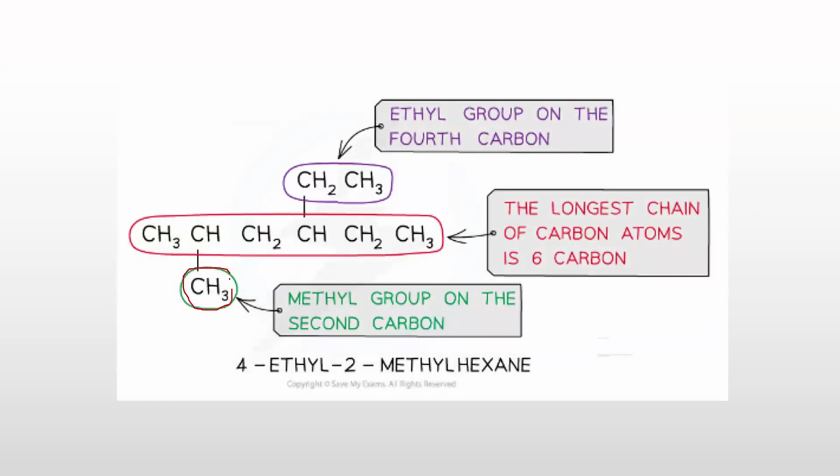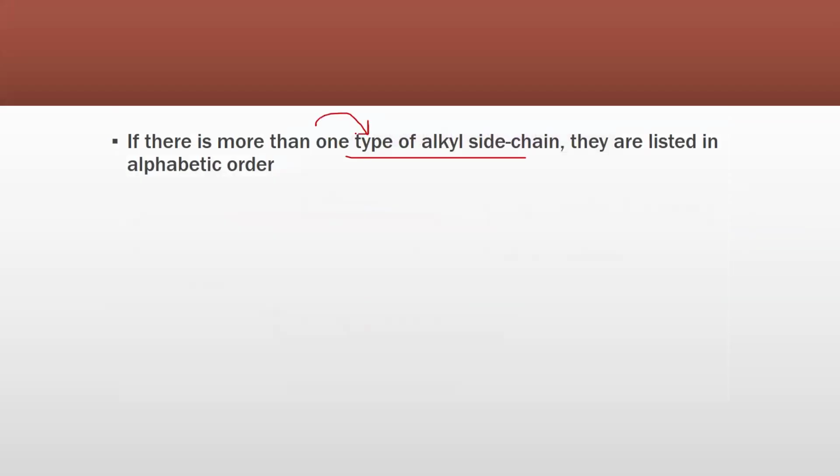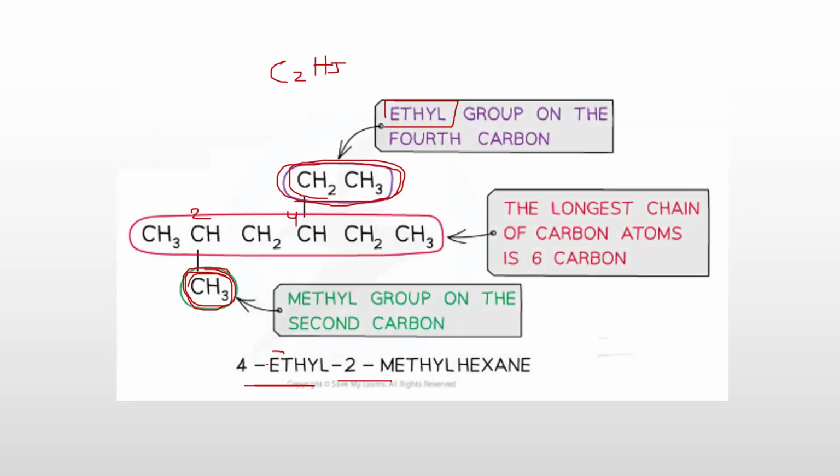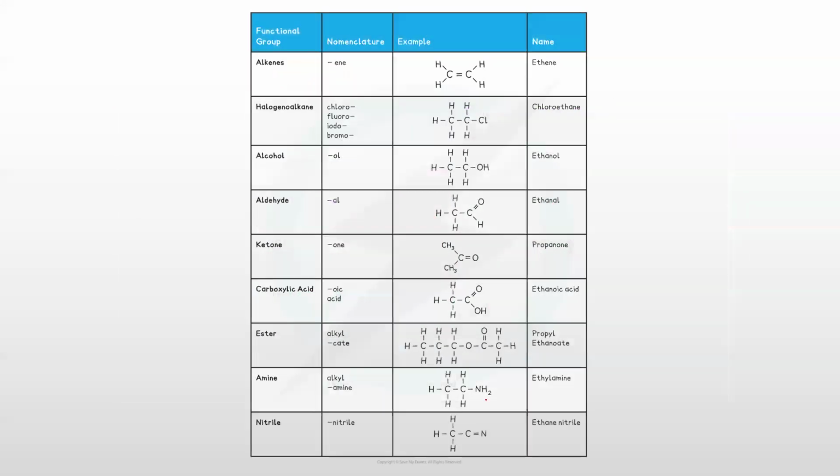Now, what is the name of this side chain? The side chain is methyl. And what about this side chain, this branch? Methyl. ये ethyl है. क्यों? Because it is C2H5. So now how would you name it? This is present on the second carbon atom. This is present on the 4th carbon atom. Why not write 2-methyl 4-ethyl hexane? Why have we written 4-ethyl first? Because if there are more than one type of alkyl side chain, they are listed in alphabetical order. So does E come first or M? E. Exactly. So 4-ethyl 2-methyl hexane, with the main chain hexane.